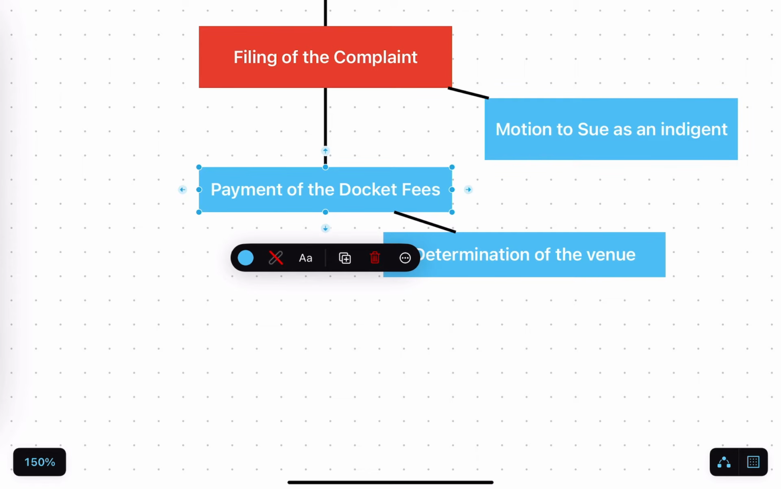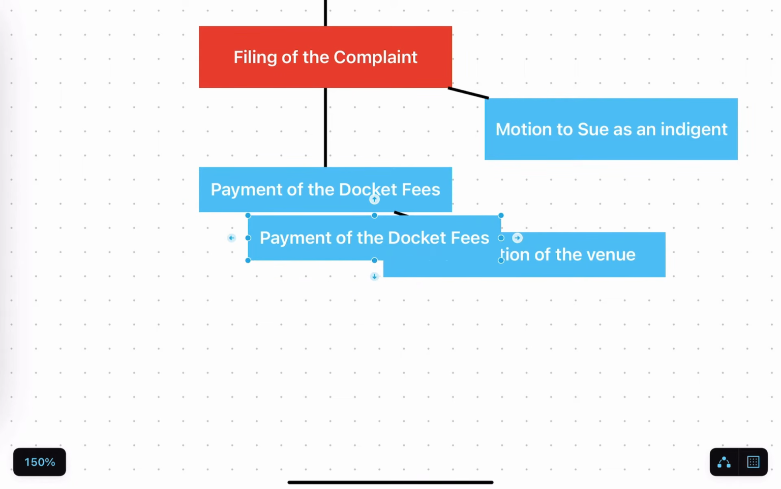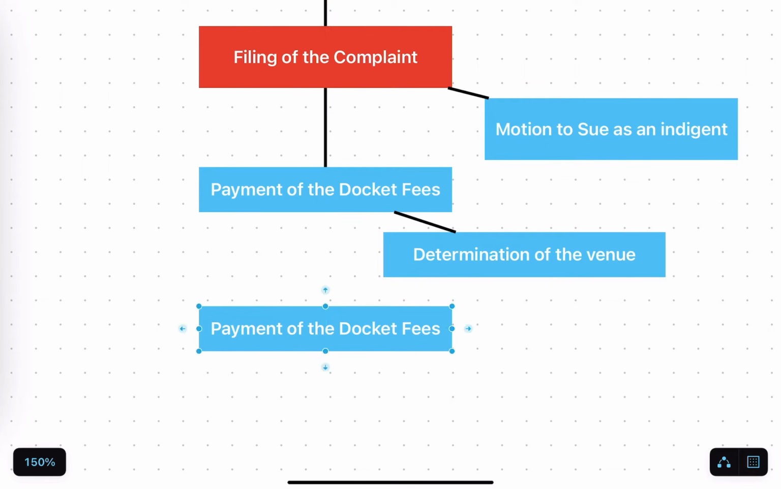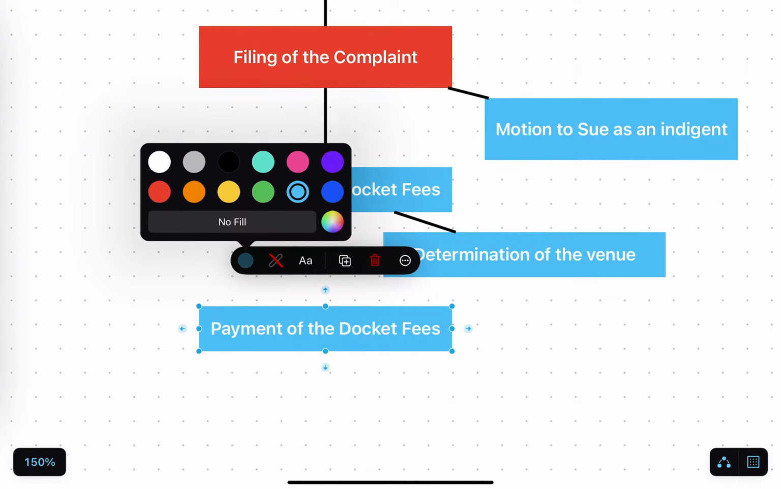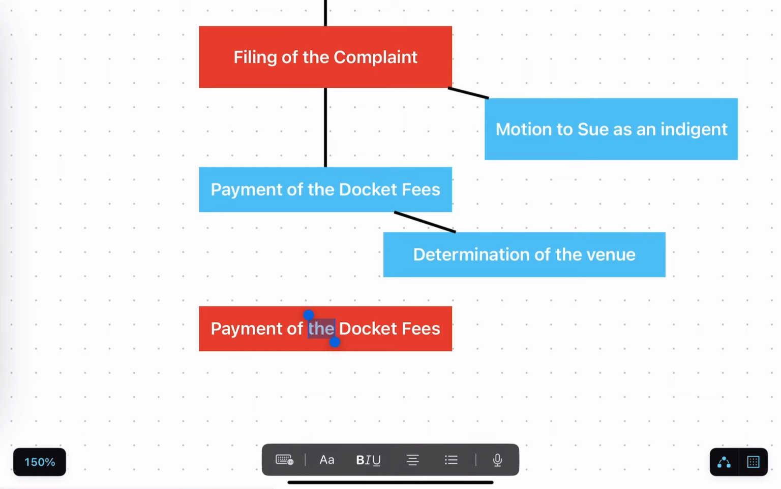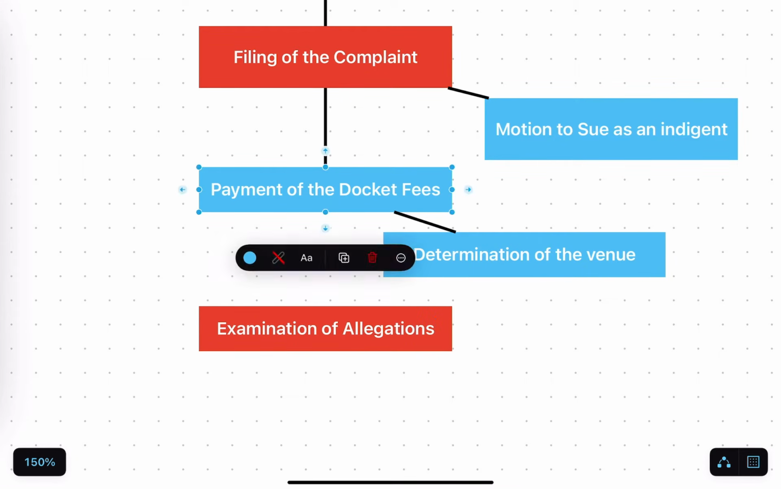So after that, after payment and determination of the venue, you file with the court. What will the court do? They will examine the allegations. And with that, the court will determine if it has jurisdiction, of course.